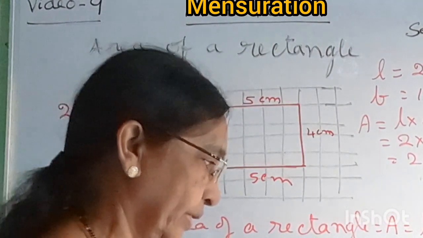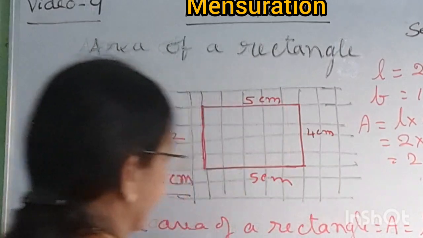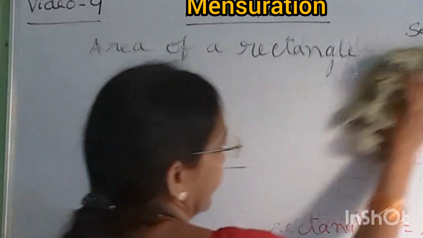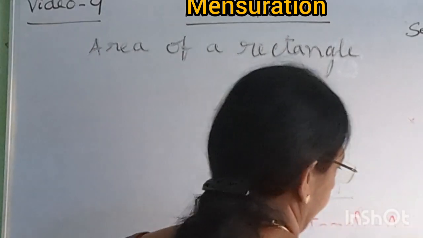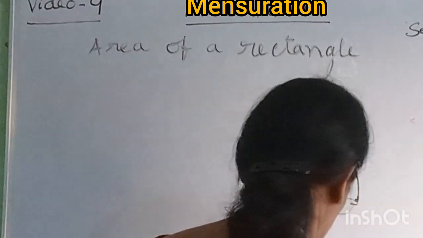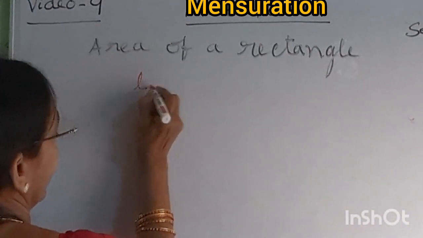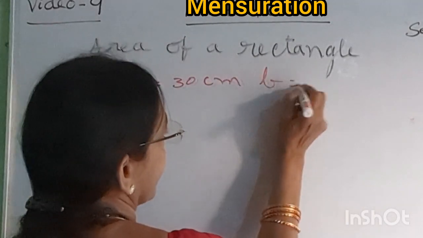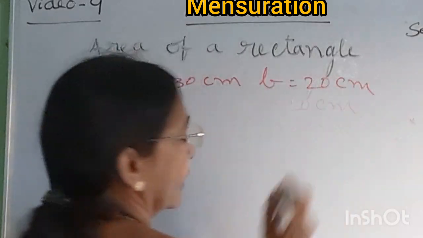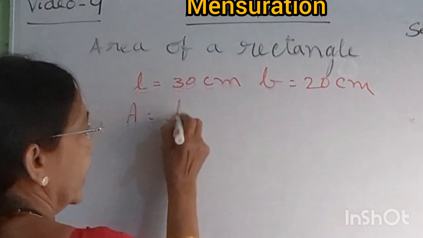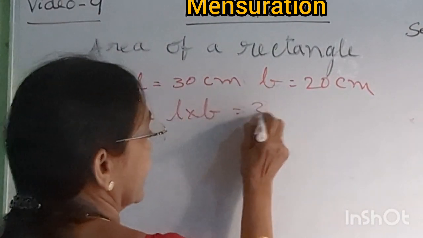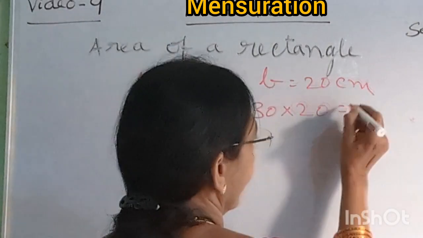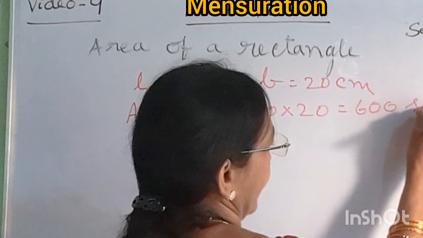If the length and breadth of a rectangle are 30 centimeters and 20 centimeters, its area is equal to L into B. 30 centimeters into 20 centimeters is equal to 600 square centimeters.